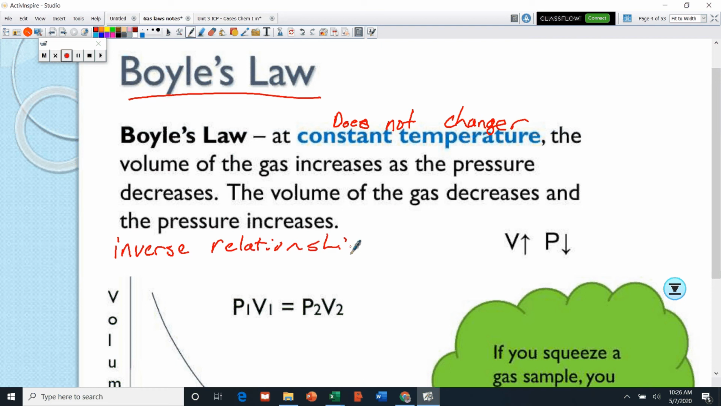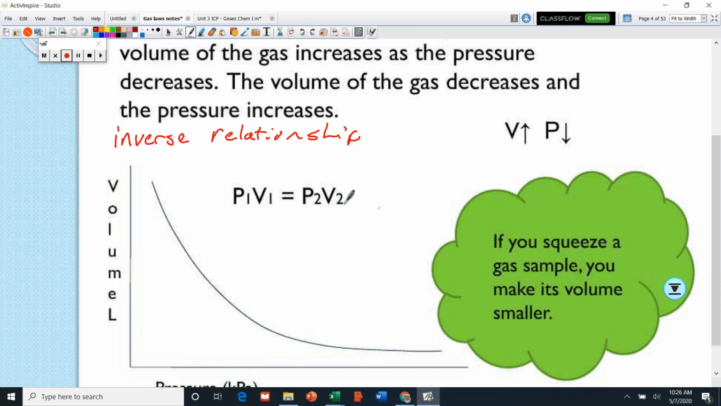All right. As one goes up, the other one goes down. So here is the setup that you need to know for Boyle's law: P1 times V1 equals P2 times V2. If we were to graph a Boyle's law type problem, we would see a graph that produces a curve like this.